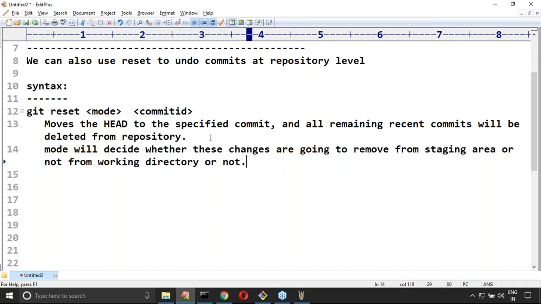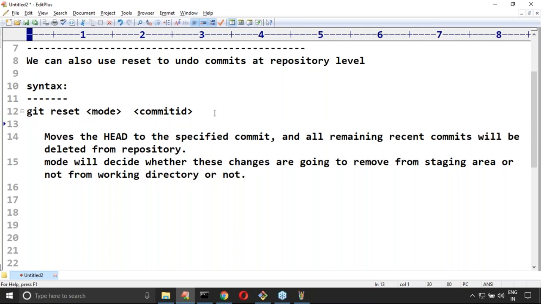Do you want to remove from the staging area and from the working directory also? How can you specify that? By using this mode, which plays a very important role. These two things you people should be aware of. Up to this, any doubt?